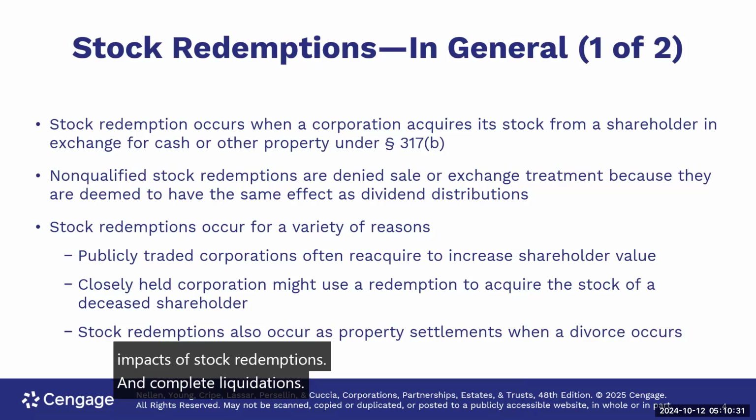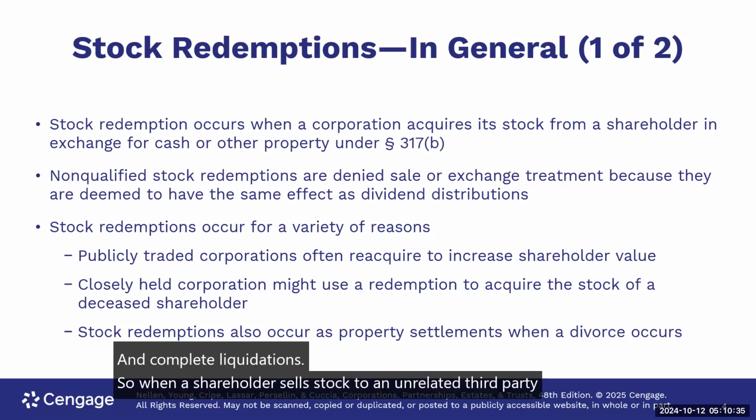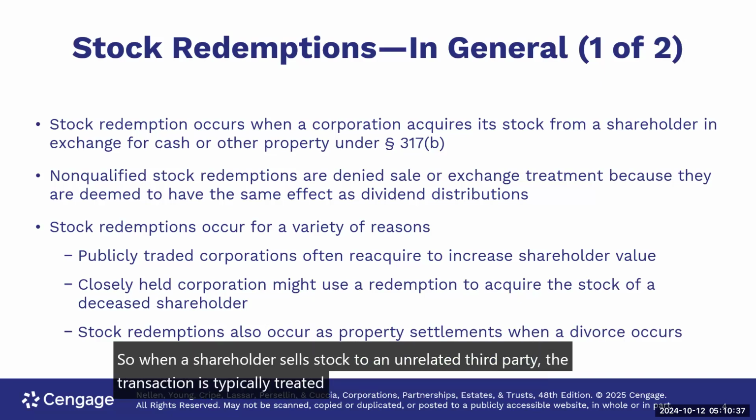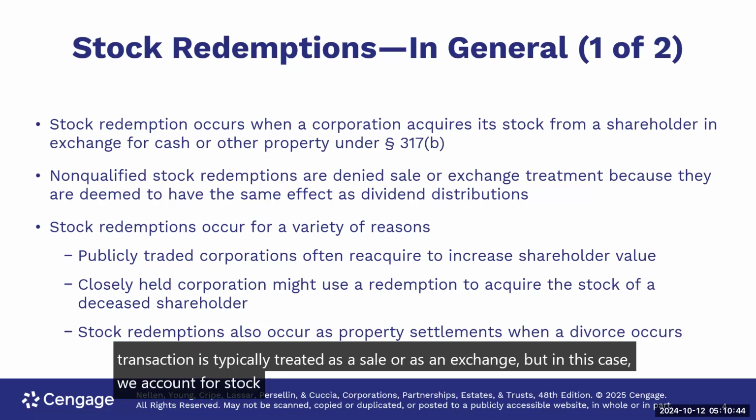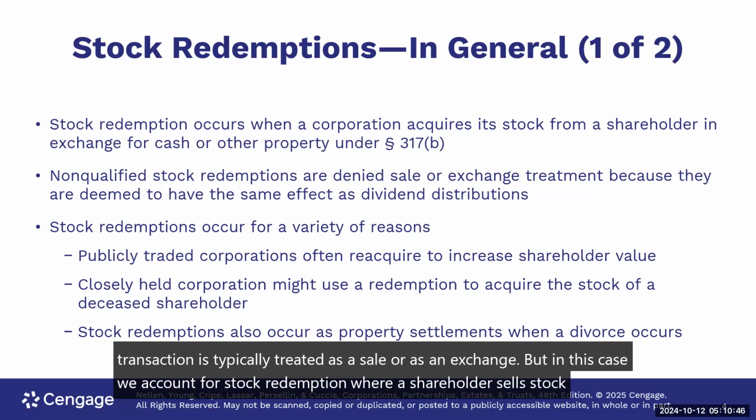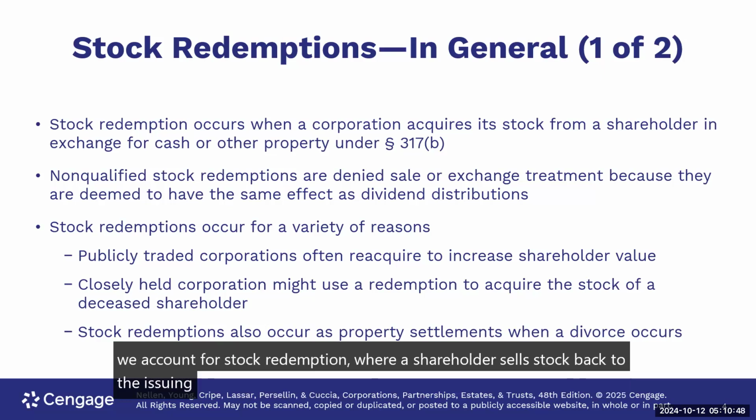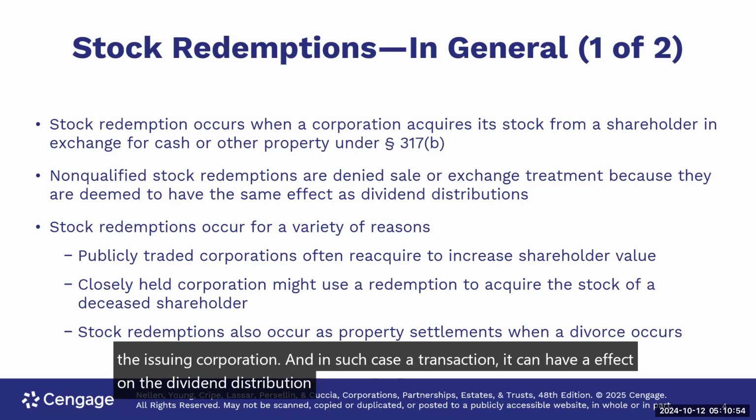So when a shareholder sells stock to an unrelated third party, the transaction is typically treated as a sale or as an exchange. But in this case, we account for stock redemption, where a shareholder sells stock back to the issuing corporation. In such a case, the transaction can have an effect on the dividend distribution versus it being treated as a sale or an exchange.